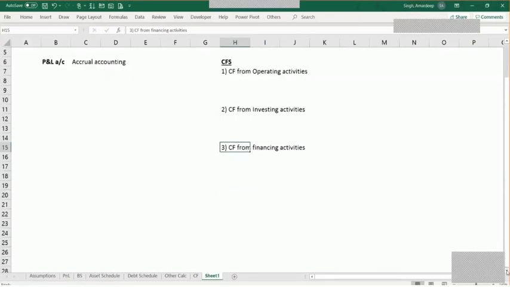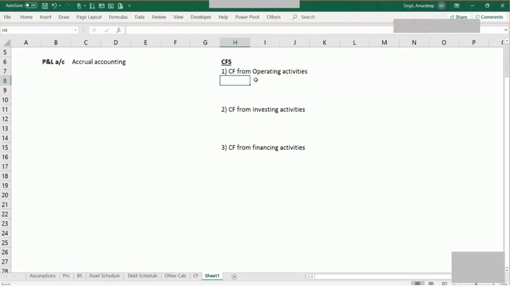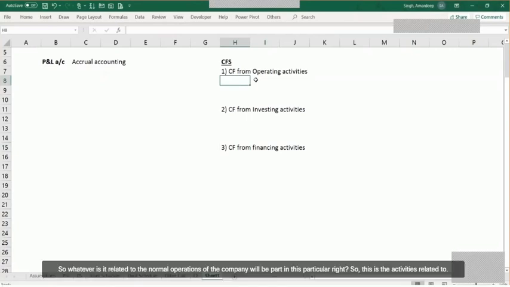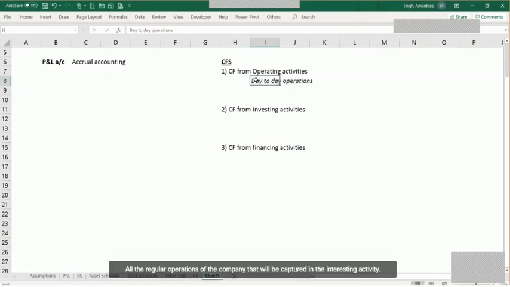So as you can see, the first part talks about the operations. So basically this covers the cash from the core operations of the company. The real work that the company is doing, that gets reflected over here. So whatever is related to the normal operations of the company will be parked in this particular, right? So this is the activities related to day-to-day operations or the regular operations of the company that will be captured.